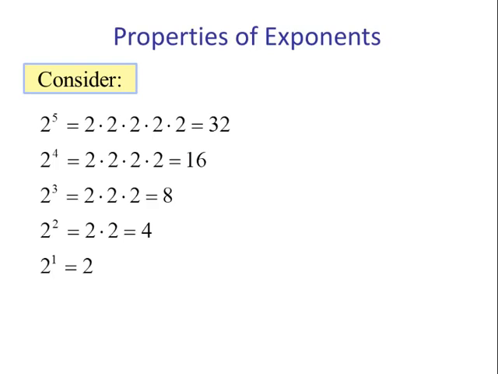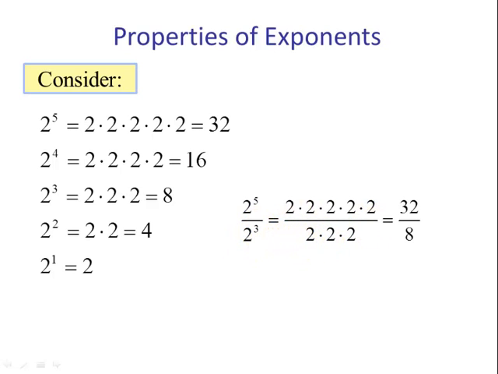Let's do another example. Imagine we have 2 to the 5th divided by 2 to the 3rd. 2 to the 5th is 2 times 2 times 2 times 2 times 2, divided by 2 cubed. If we compute this, it becomes 32 divided by 8, which is 4. Using the property of exponents, since these are the same base, 2, we can simply subtract the exponents and we get 2 to the 2nd power, because 5 minus 3 is 2, and 2 squared is 4.